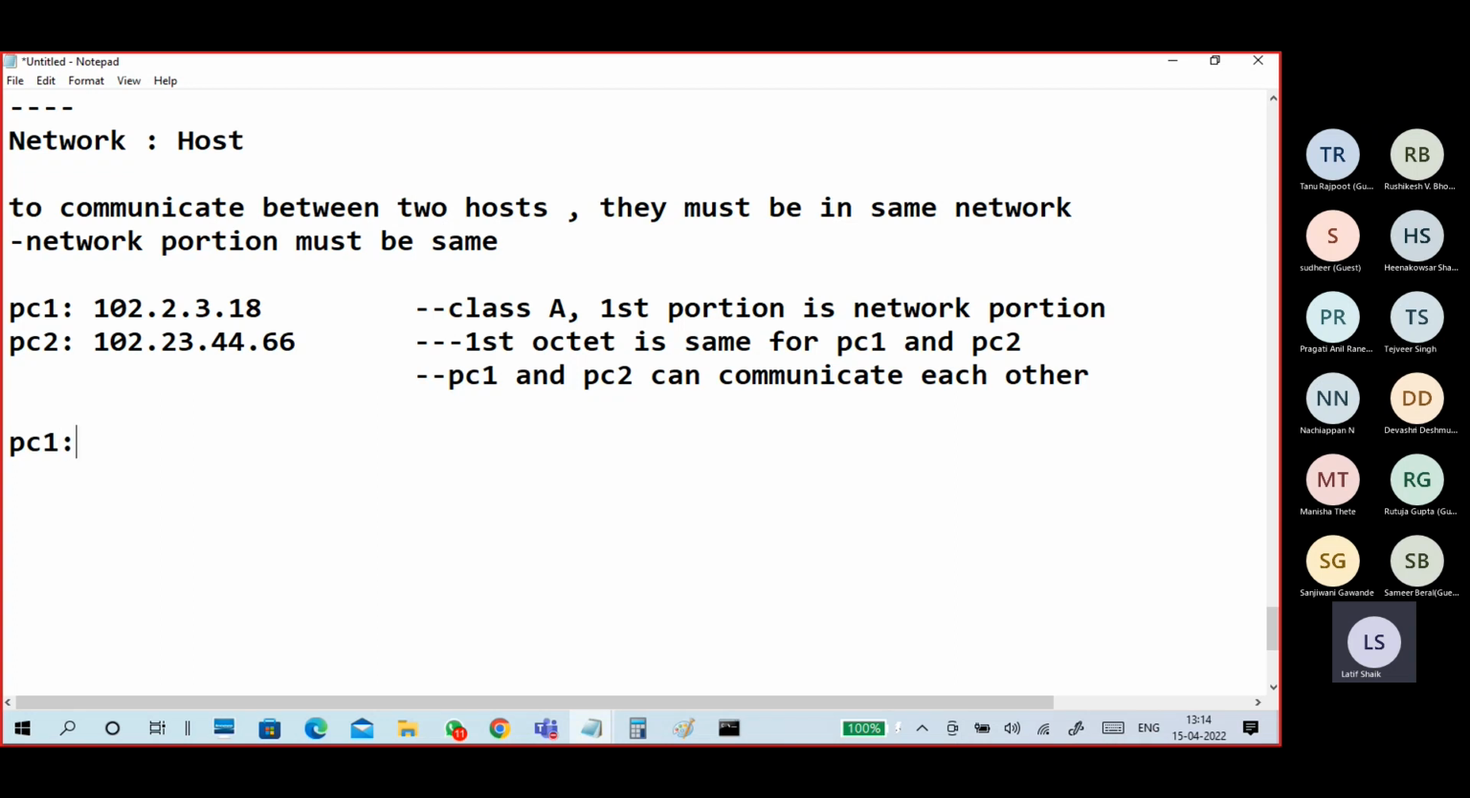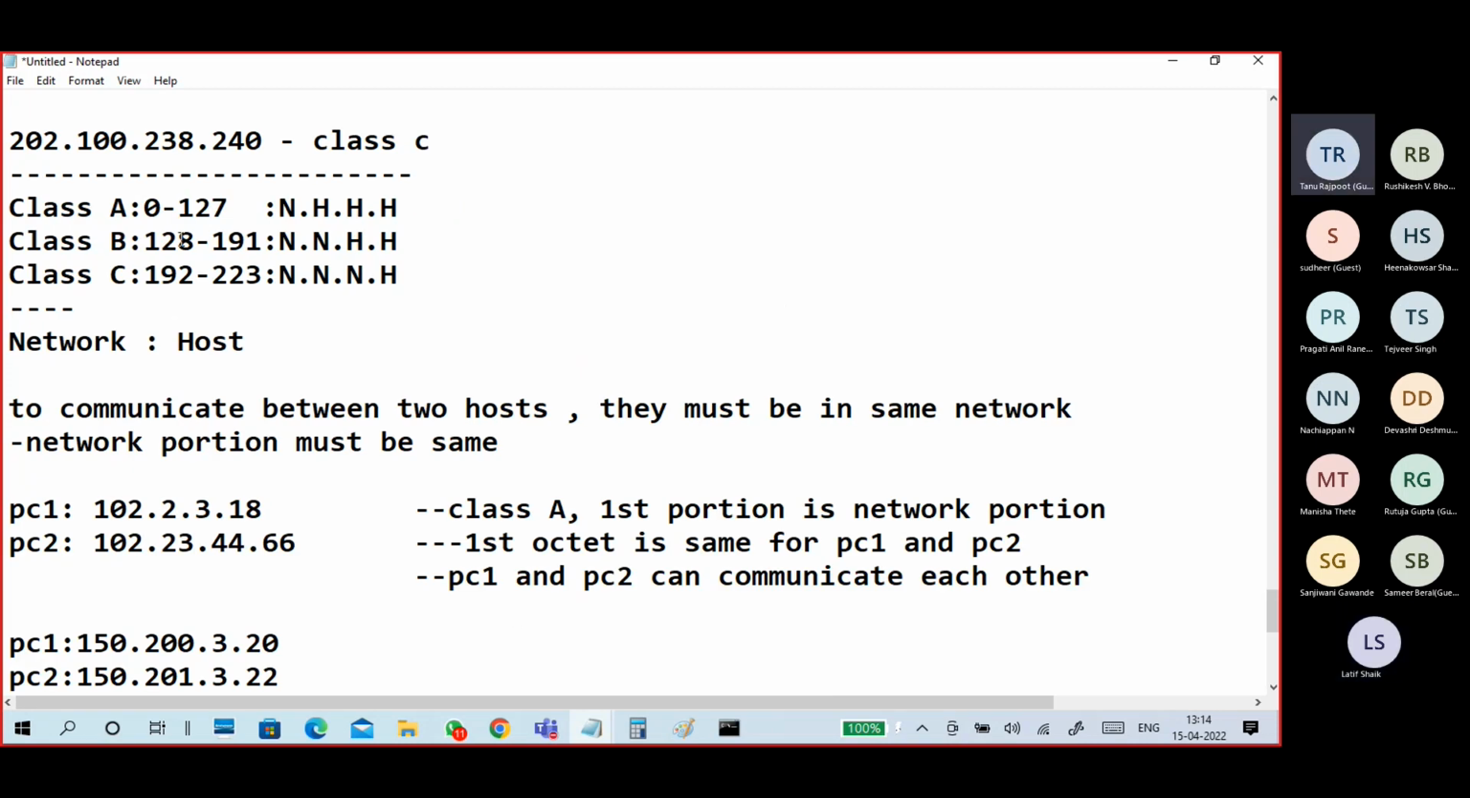Now PC1: 150.200.3.20. PC2: 150.200.201.3.22. Now tell me, which class is it first? Which class? B. Very good. Class B. 150, class B. So what is the network portion?